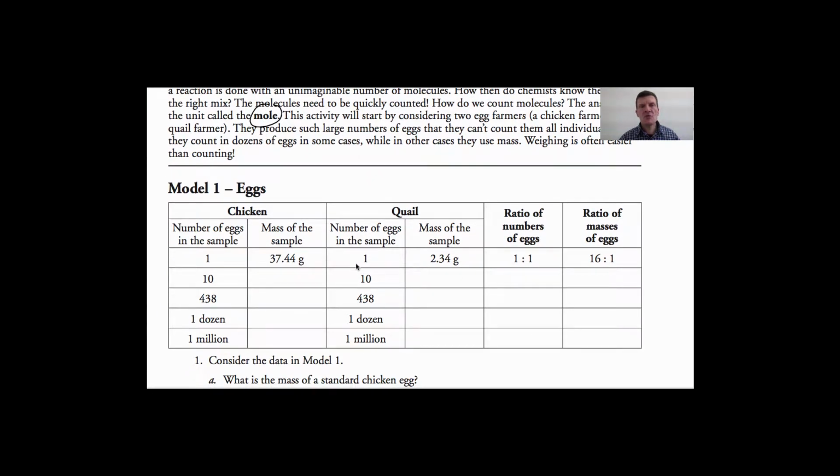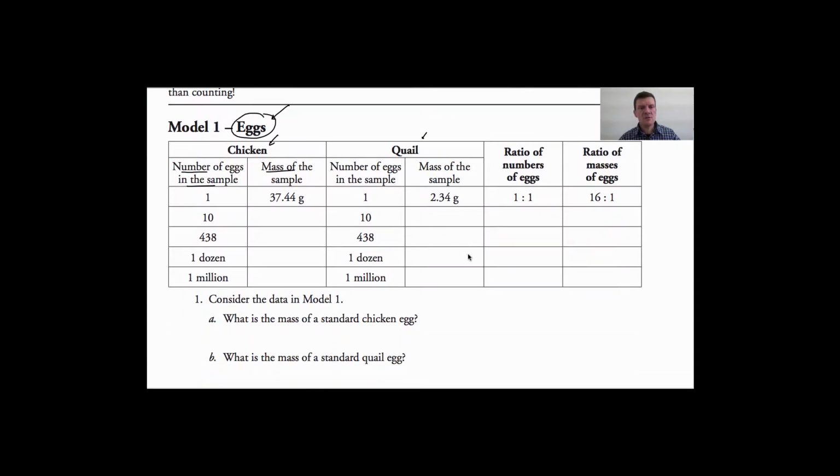Model 1 helps you understand the concept of a mole through something more familiar: something we count using a special number, like a dozen. Let's say we have a whole bunch of chicken eggs or quail eggs. We count them up, then mass the whole sample for each chicken and quail group, and then look at ratios. So let's answer these questions.